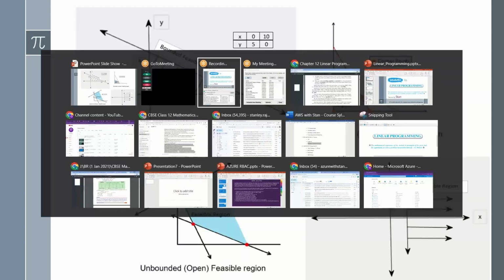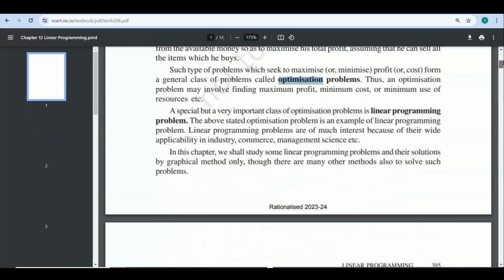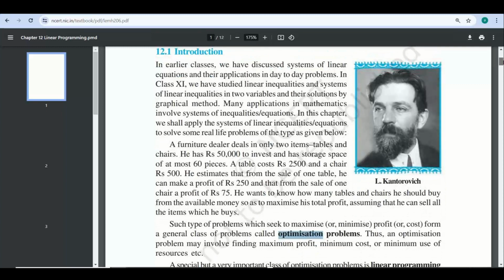So in a problem, in the 12th standard mathematics book, I could see they have a manufacturing-related example in the introduction. They have a furniture dealer who deals with only 2 items, either table or chair, and he has only 50,000 as an investment budget. He also has a constraint on storage space: he can store a maximum of 60 pieces. A table costs 2,500, a chair costs 500, and we are also making an assumption here that this company or person can sell all the items that he buys.